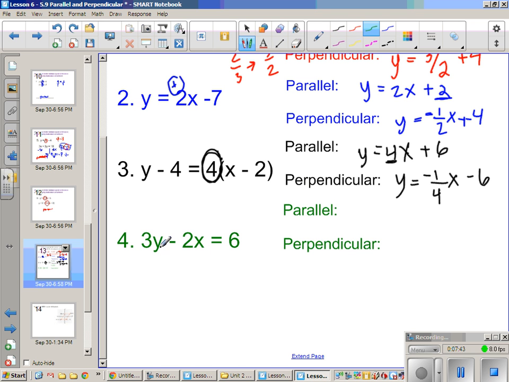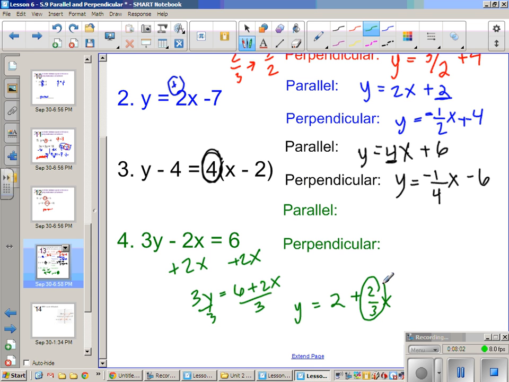And the last one, I'm going to have to use my solving skills. I'm going to add 2x to both sides. Divide by 3. So I get my final equation to be y equals 6 divided by 3 is 2. And 2 divided by 3 is just a fraction. So I see that the slope is 2/3. So again, parallel. I don't care what the y-intercept is as long as I have the same slope. And perpendicular, the opposite reciprocal is negative 3/2. And I could even give you the same y-intercept. So your answers don't have to match the y-intercept. All I'm looking for is the slopes.